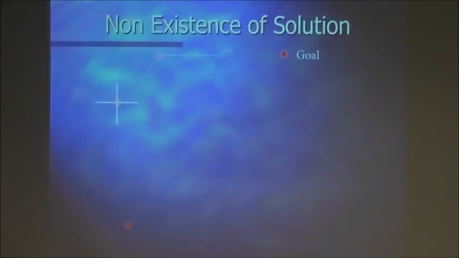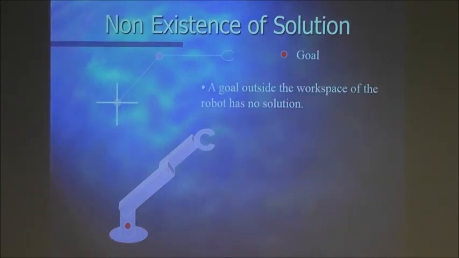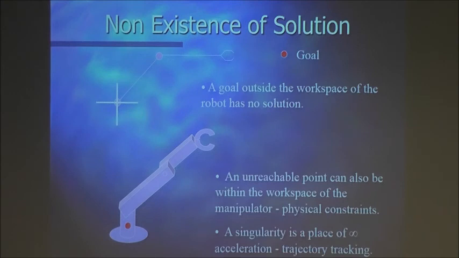For example, you have a non-existing solution. This goal is outside the workspace of the robot. You can never do that. You cannot reach it. Okay? It has no solution. An unreachable point can also be within the workspace of the manipulator, like a physical constraint. You are dealing with mechanical components which are moving all the time.